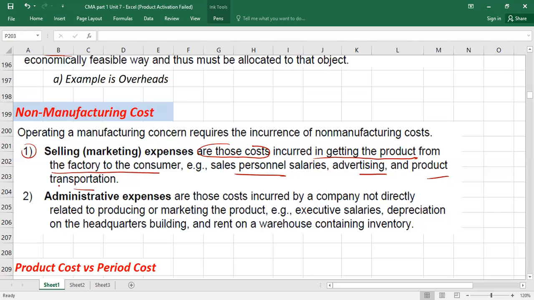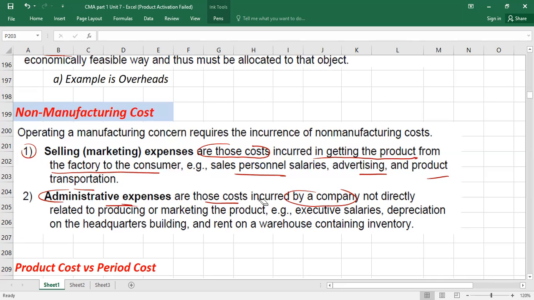Right? And then you have which cost? Administrative cost. Administrative costs are those costs incurred by a company. For example, accounts department salary. I cannot say it is relevant to the production. I cannot also say it is relevant to the non-production. So sometimes we cannot allocate the cost. We cannot relate the cost to production or non-production. So those are called what? Administration. Because they take care of both functions, production and non-production.